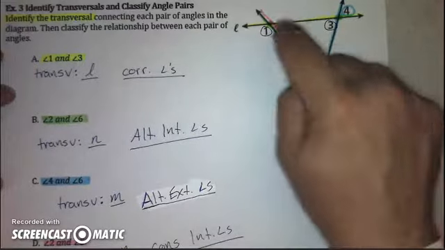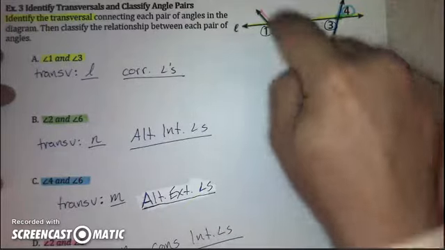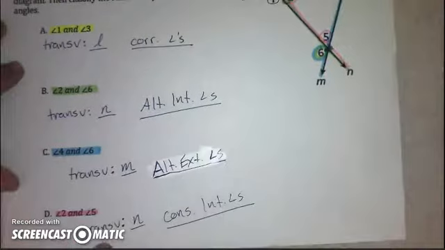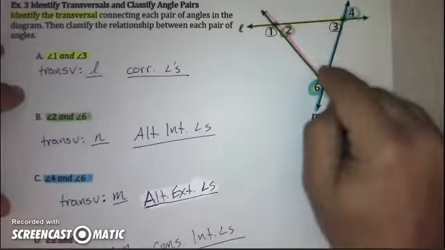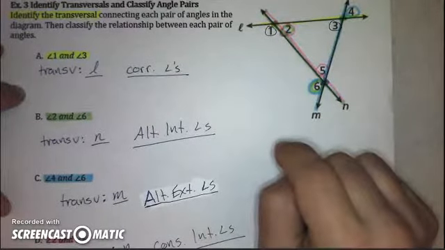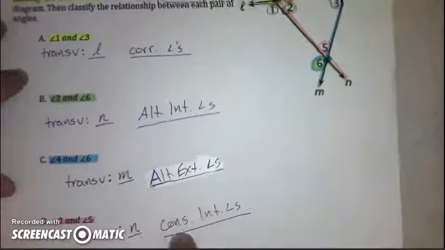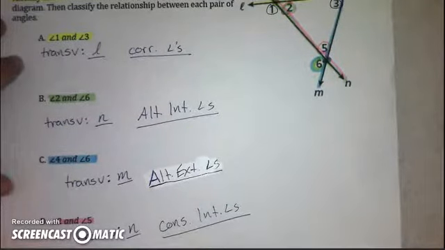And since angles 2 and 5 both have vertices on line N, that makes the transversal line N, and they are both on the same side of that transversal and interior angles, so they are consecutive interior angles.